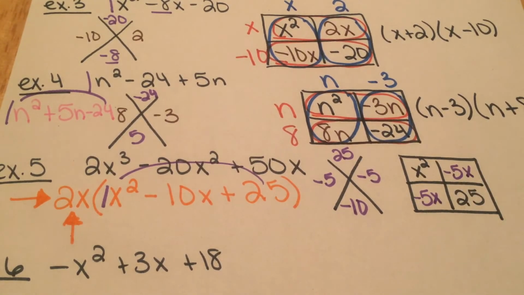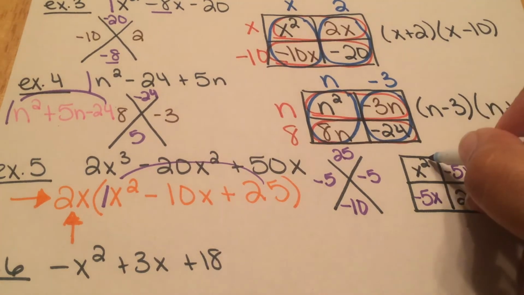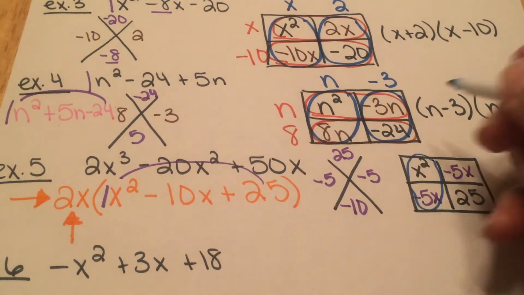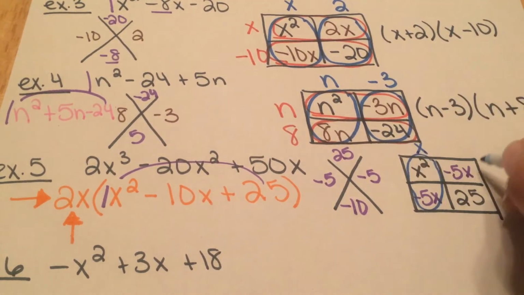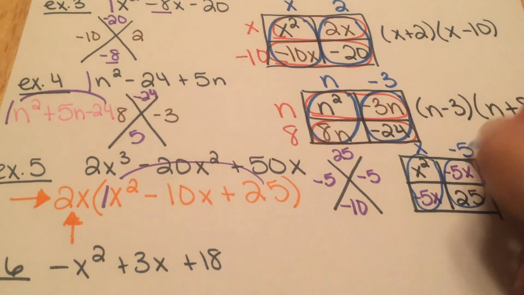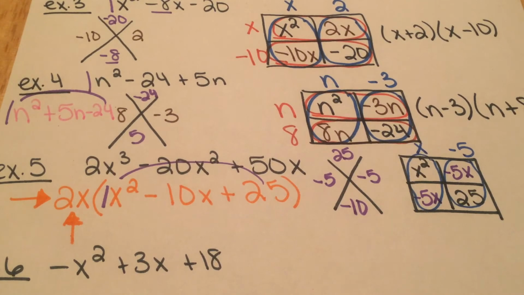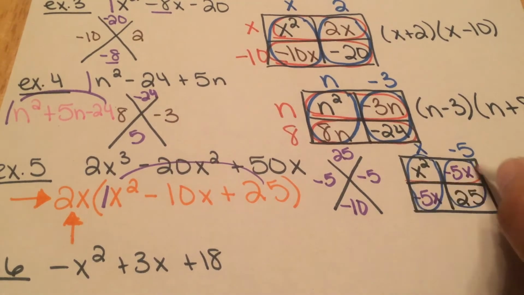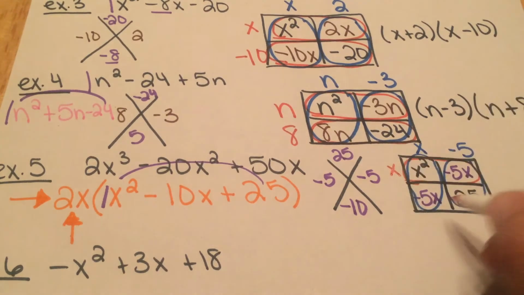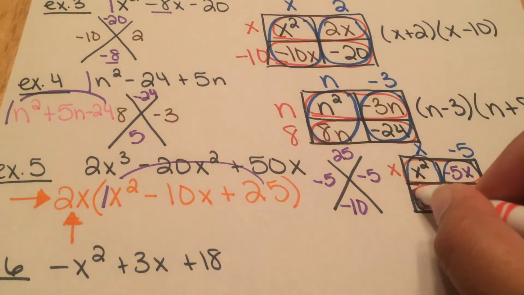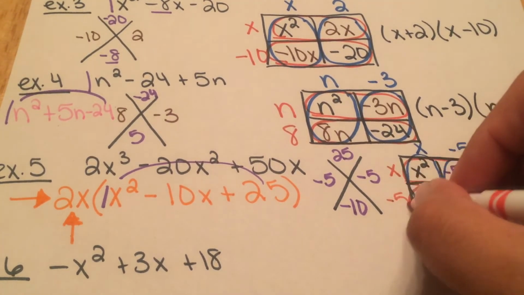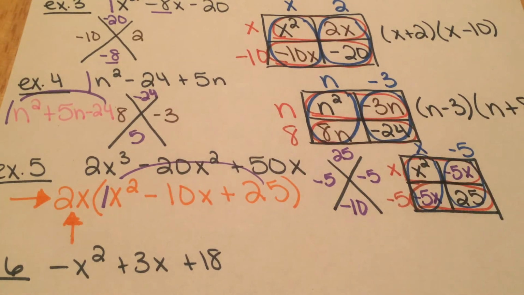So if we look, now it's time to get that GCF. What do x squared and negative 5x have in common? X. What do negative 5x and 25 have in common? Negative 5. What do x squared and negative 5x have in common? X. And the GCF for negative 5x and 25 is negative 5 again. So if we look at this, we now have our factors. So we know it's going to be x minus 5 and x minus 5.